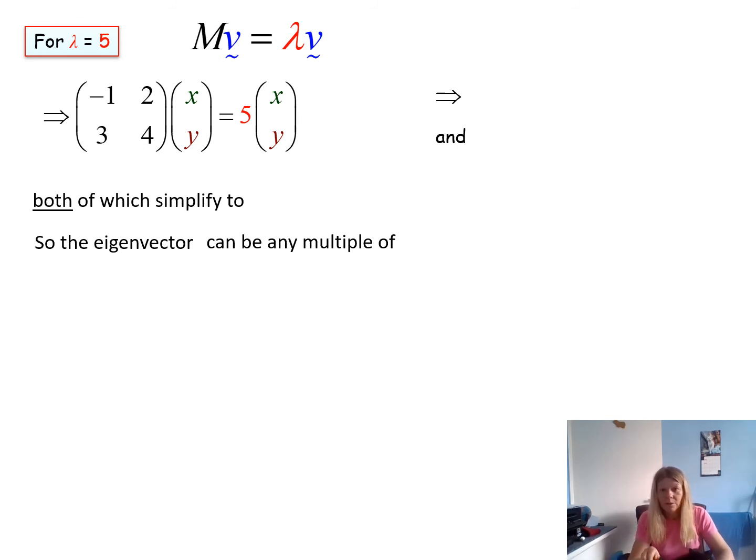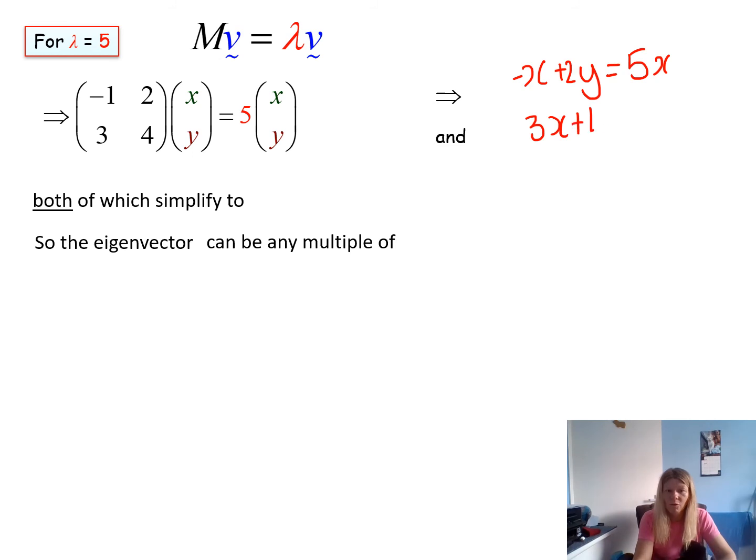So let's see what this matrix helps us find. So this gives us minus x plus 2y equals 5x, and this one gives us 3x plus 4y equals 5y.